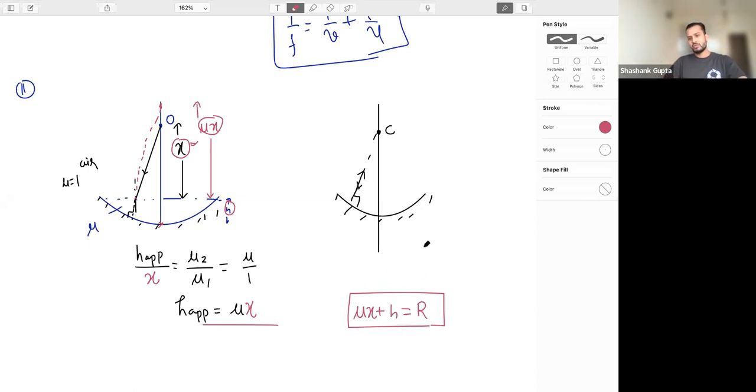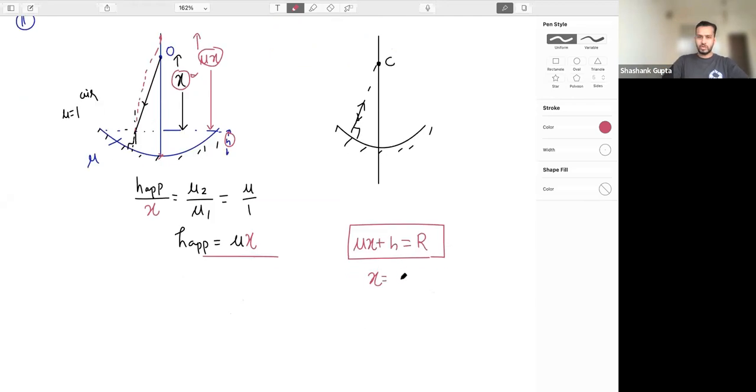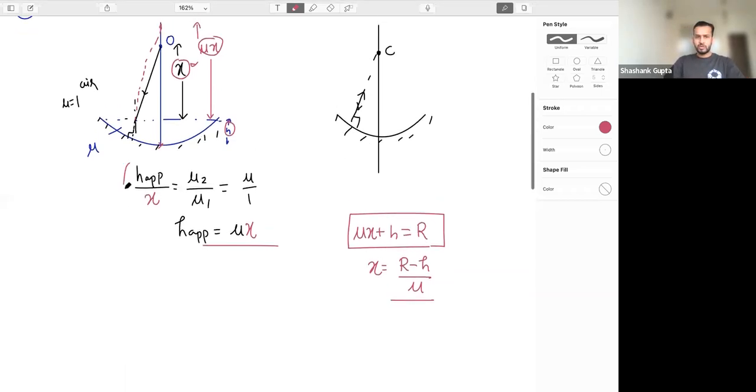अभी समझ में आ गया क्या? So we'll have to find out the value of x, which is coming out to be (r minus h) upon mu. Quickly tell me, any doubt? Any specific thing that you have not understood? This part, this is how you use the apparent formula. Okay, apparent formula. This is the formula you must have.